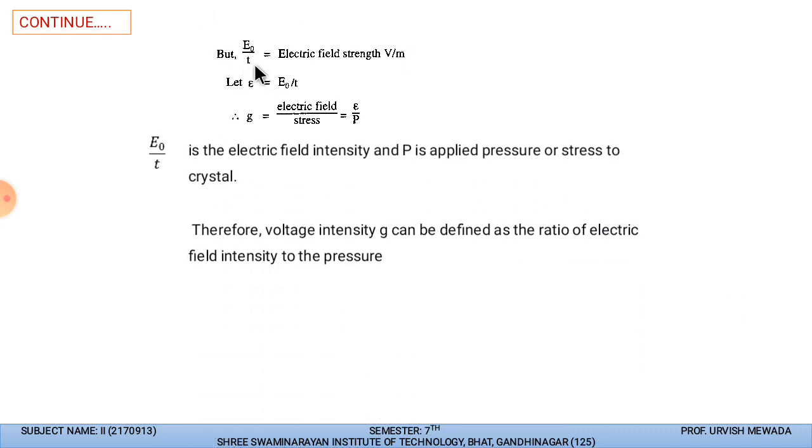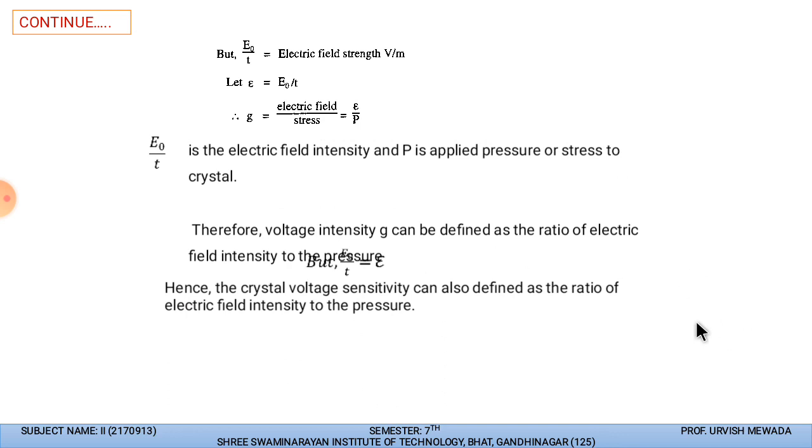E0 by t is the electric field strength, in volts per meter. Let us denote the electric field by epsilon, so epsilon is equal to E0 by t. So g will become the electric field divided by the stress applied. Electric field is generally indicated by epsilon, and p is the stress which is applied. So E0 by t is the electric field intensity, and p is the applied force or stress on the crystal. Therefore the voltage sensitivity g can be defined as the ratio of the electric field intensity to the pressure.